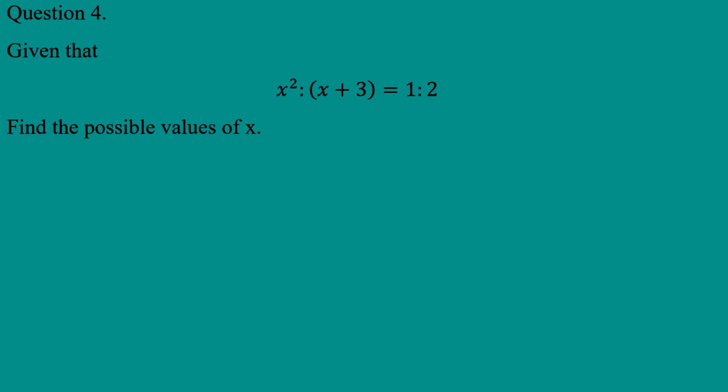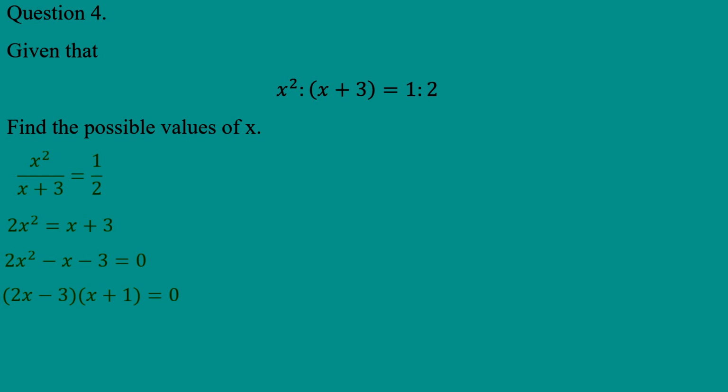Question 4 tests your knowledge of ratio, factorizing and solving quadratic equations. From the given ratio we can write x squared over x plus 3 equals 1/2. From here we cross-multiply to give 2x squared equals x plus 3. In order to solve this quadratic equation, it must be equal to 0, so move the x and the 3 to the other side of the equation, which gives us 2x squared minus x minus 3 equals 0. This factorizes to 2x minus 3 times x plus 1.